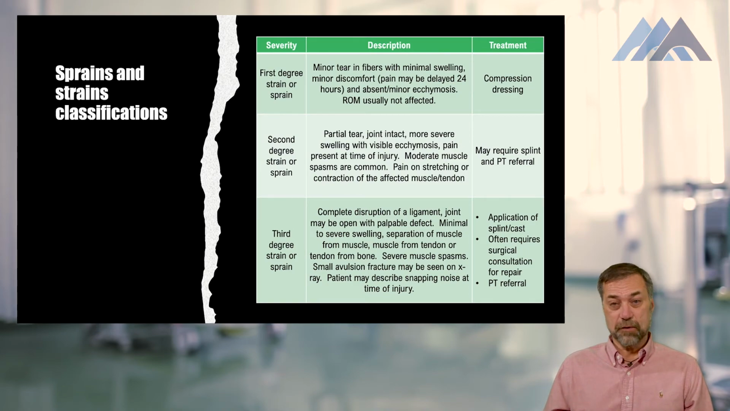Now, they often have swelling with this one that's present at the time of the injury. The patient may describe a snapping noise at the time of the injury. Now, again, because of the instability of the area, the patient's going to need an application of either a splint or a cast to keep the bones aligned, and so they don't use it and cause the instability to be worsened. It will often require a surgical consultation and many times require surgery to repair the joint or the muscle and then a PT referral.